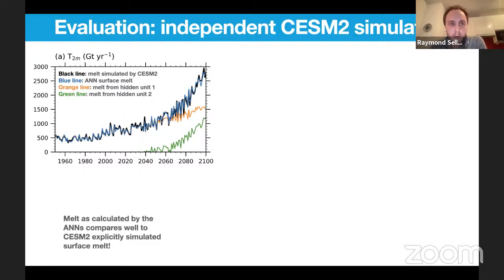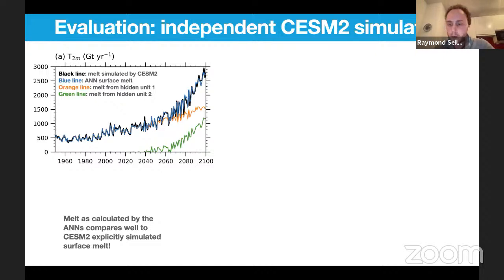Here I'm only showing the result for the near surface temperature. This blue line is the sum of the orange line and the green line, which are the melt that comes from hidden unit 1 and hidden unit 2. For this variable, the network used 2 hidden units and the rest were set to 0. We can see this neat thing with the orange line: pre-2040, it accounts for all the melt. However, in 2040, hidden unit 2 is activated and rapidly increases, giving the opportunity to represent this nonlinearity in the melt evolution.